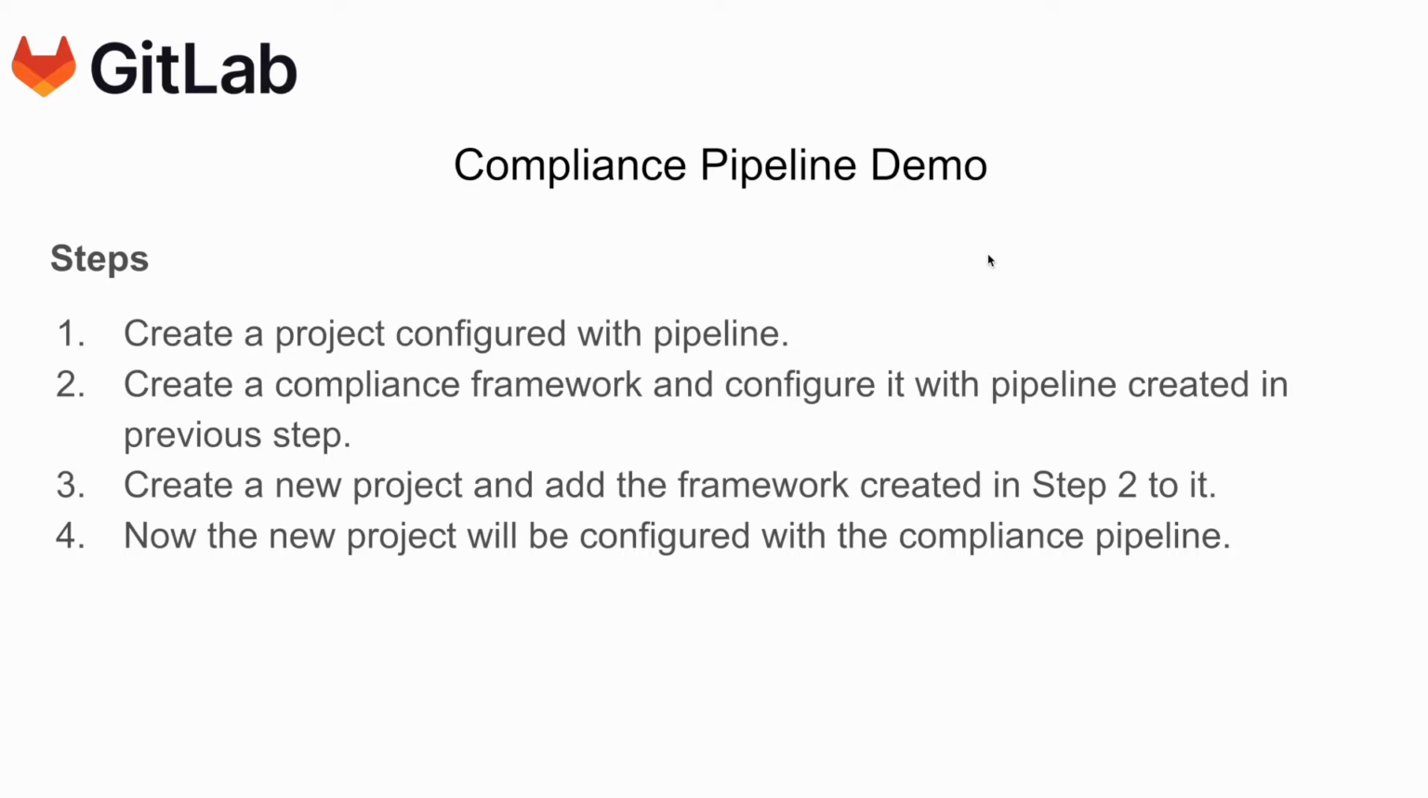This is a demonstration of a compliance pipeline. For this demo, firstly we need to create a group license with GitLab Ultimate License. Once that is done, create a project in the group and configure it with a pipeline. Now, create a compliance framework for the group and configure it with the pipeline created in the previous step.